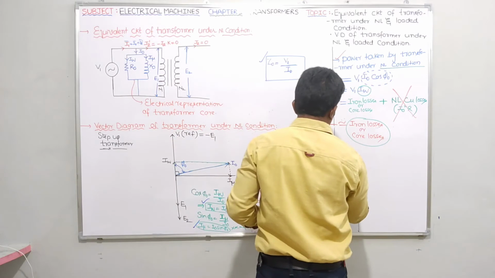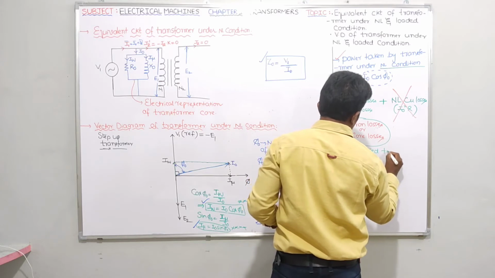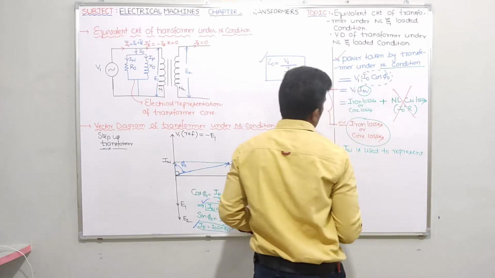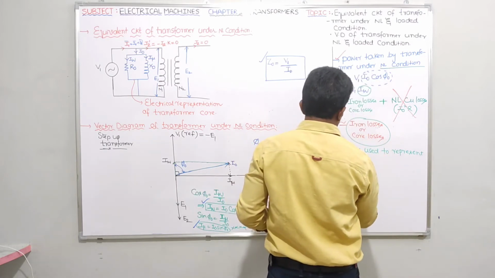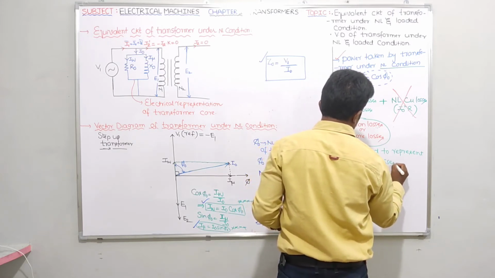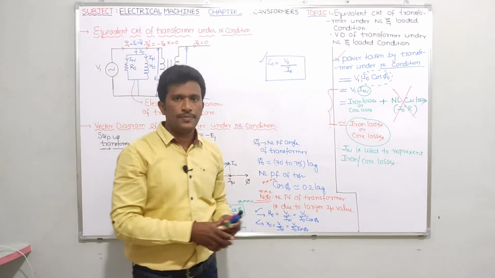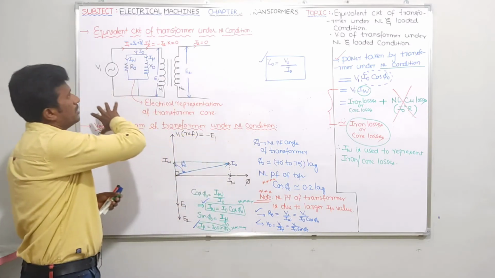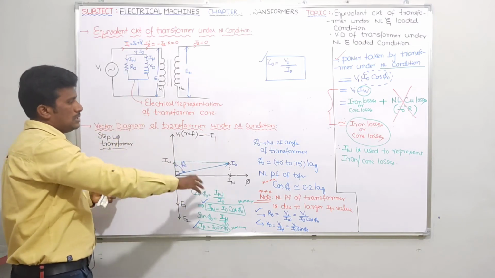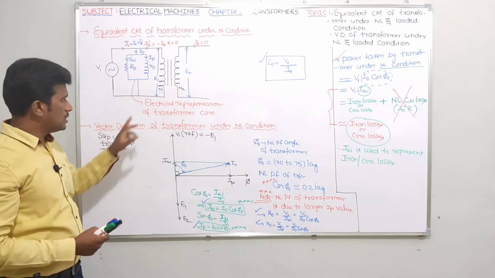Okay, let me write here. Therefore IW is used to represent iron, or I can say core losses. Is it clear? Very important. I think in the last video I had given this, but this is the justification for that. Is it clear, guys? See, this is the equivalent circuit of transformer under no load condition, and the vector diagram of transformer under no load condition. Among these things, which one is very important? This is the electrical representation of the transformer core. Okay, this point is important.